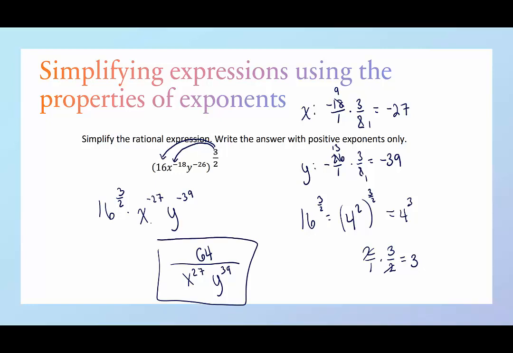This has been an example of distributing a rational exponent to other exponents.